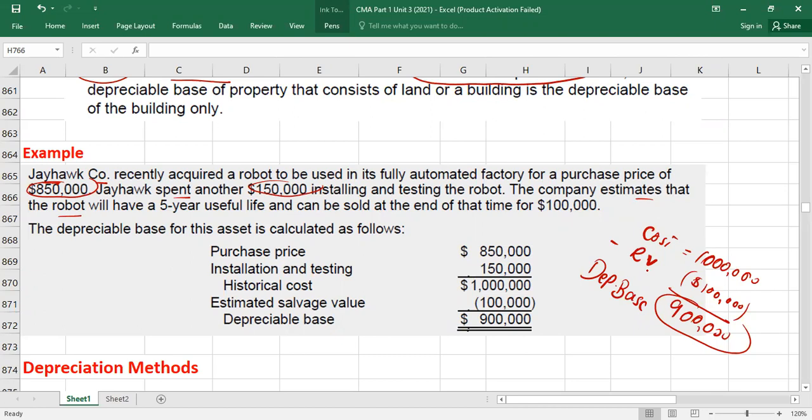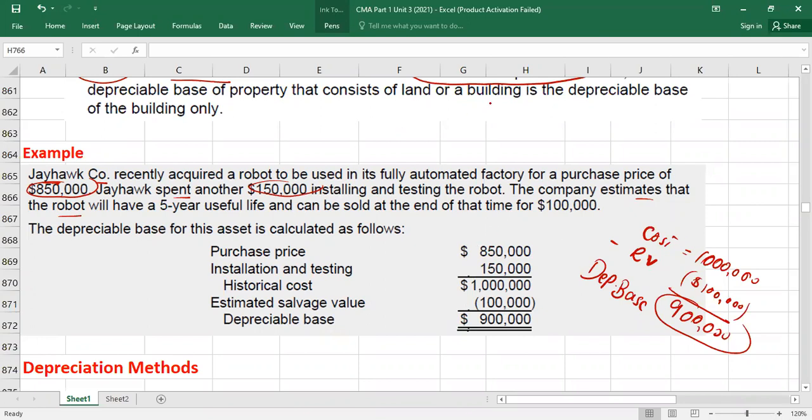In other words, this is another way to say your asset should not be shown lower than or below the residual value at the end of useful life. Your asset must not be shown below the residual value at the end of useful life. It is the same thing I'm saying, but from two different angles.